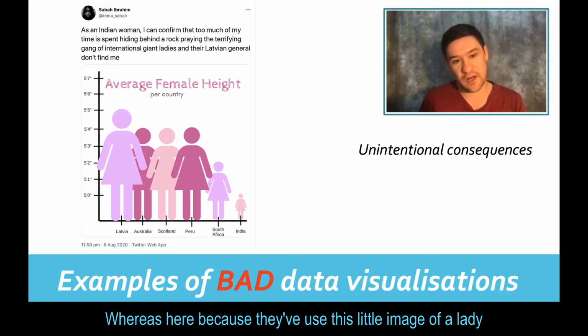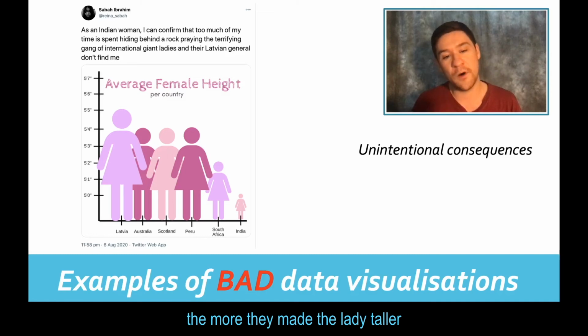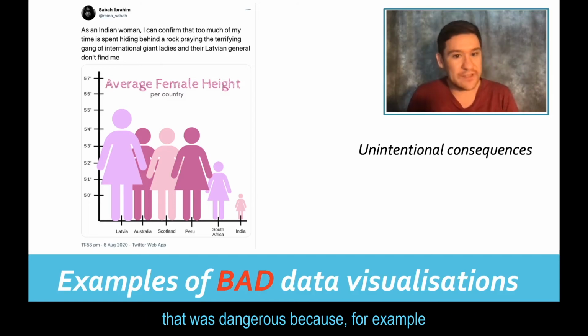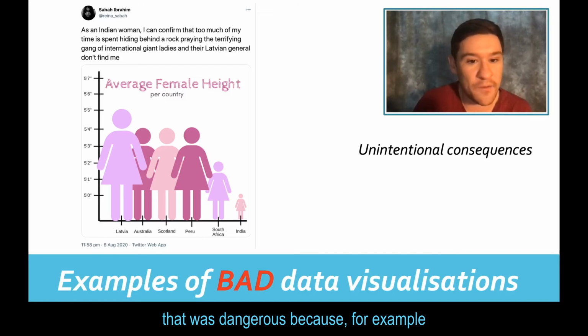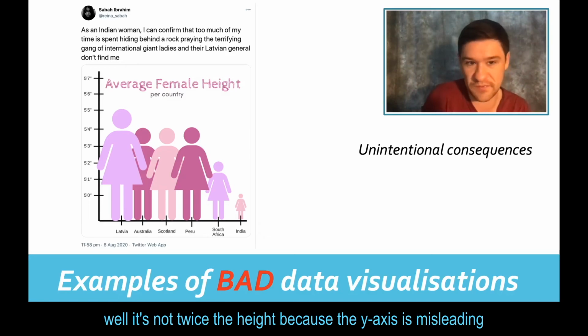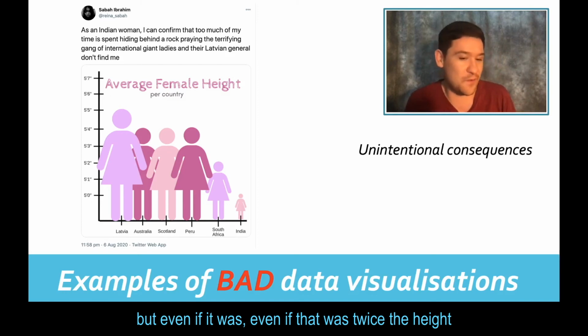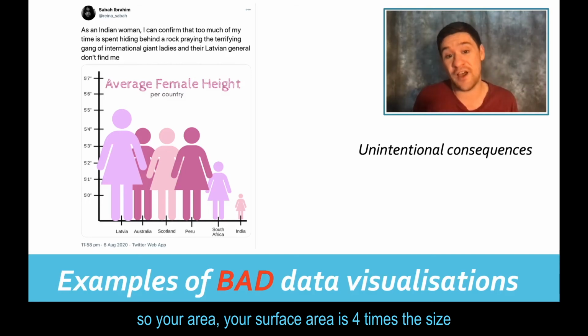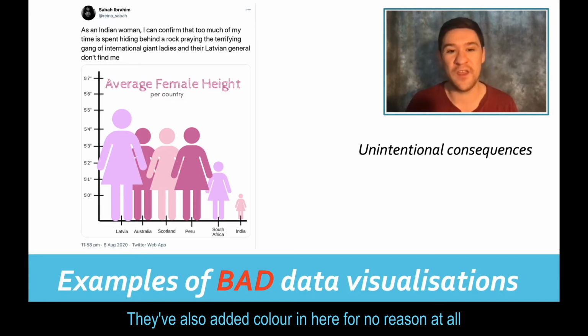Whereas here, because they've used this little image of a lady, the more they made the lady taller, they were also making the lady wider because they wanted to keep the aspect ratio the same. And that was dangerous because, for example, South Africa and Latvia here, even though it's twice the height, well, it's not twice the height because the y-axis is misleading, but even if that was twice the height, you're also twice the width. So your surface area is 4 times the size. So that's really misleading.